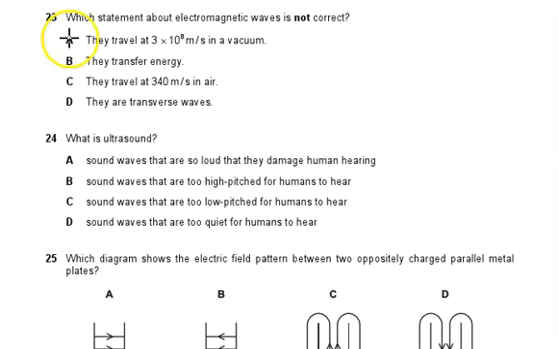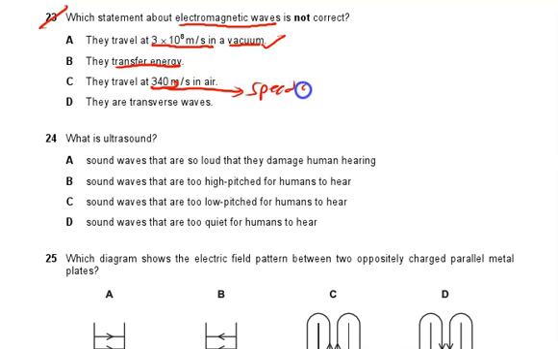Which statement about electromagnetic waves is not correct? They travel at 3 multiplied by 10 to the power of 8 meters per second in vacuum. Yes, that is correct. They transfer energy. So waves have to transfer energy, that is their main objective, like sound waves. They travel at, this is actually the speed of sound in air, approximately 330 to 340 meters per second. So your answer here is C.